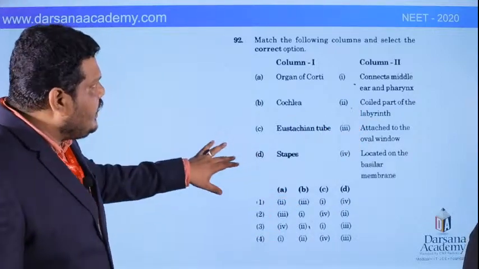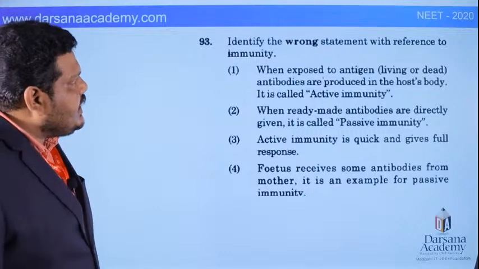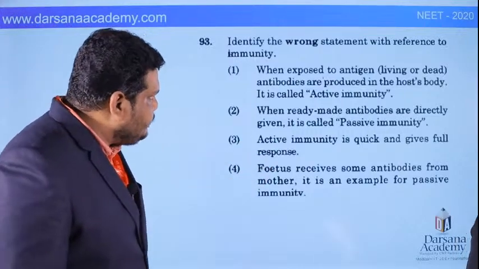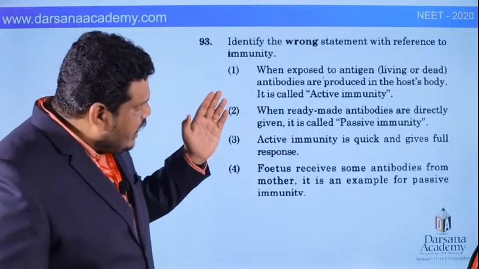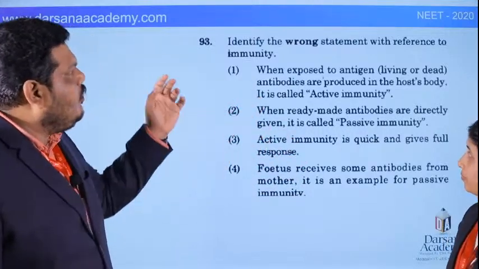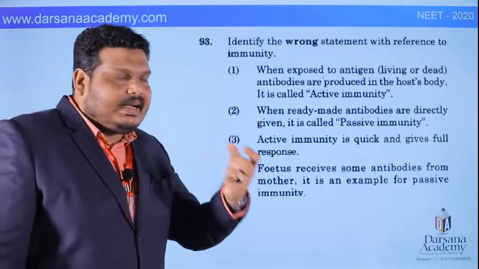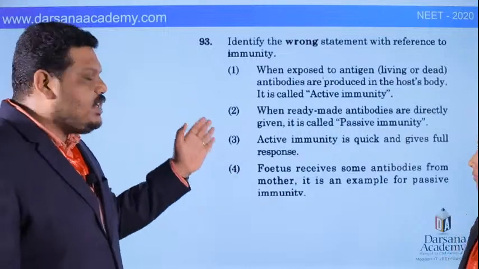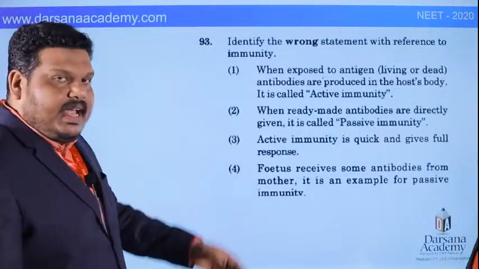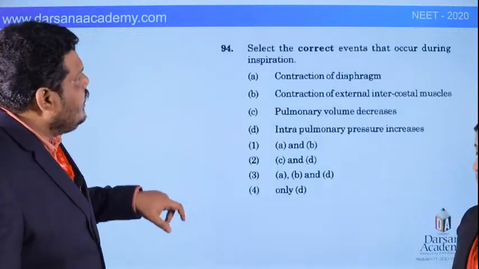Okay, let's move on to the next question. Identify the wrong statement which refers to immunity. When exposed to antigens, live or dead, antibodies are produced in the host body. So we have to go through the direct answer. The active immunity is quick and gives full responses. That is option number 3, the answer for question number 93 of the E2 version. Next question.